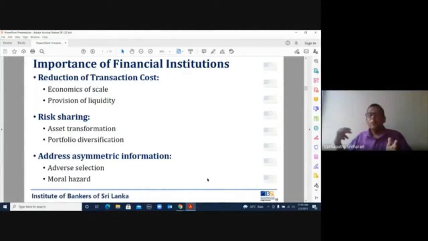And for moral hazard, since they are following a good risk management system, they can avoid moral hazard, or granting some excess risk could be avoided by the finance institution. So these are the importance of finance institutions, we can say, under three topics.